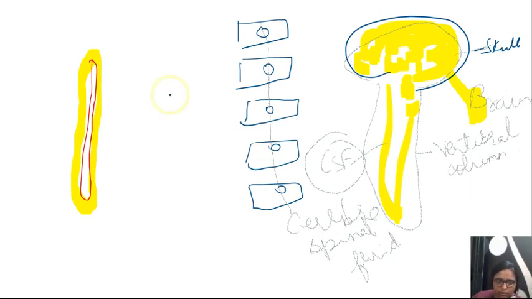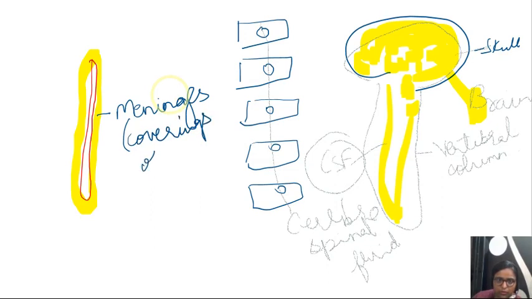And this protection is called your meninges. Okay. Meninges are what? These are the coverings of your spinal cord. And if you see, these coverings are a continuation of the brain also. This brain is also covered by your meninges. So likewise, your spinal cord is a continuation and it is also covered by the meninges.